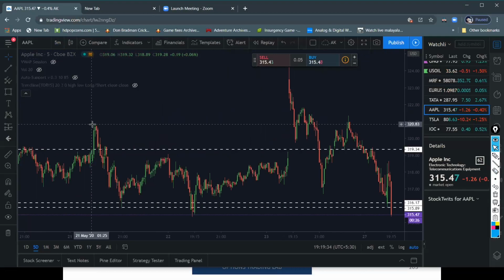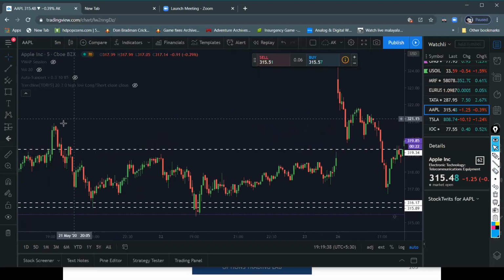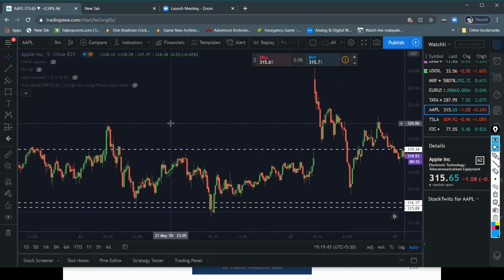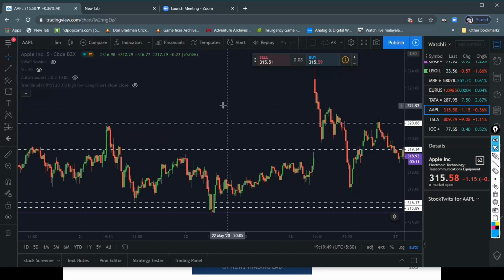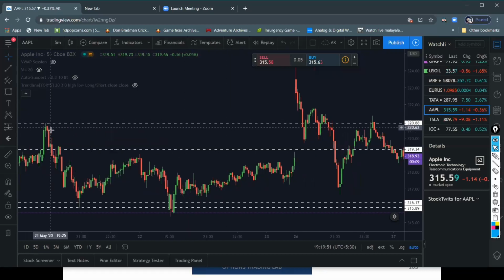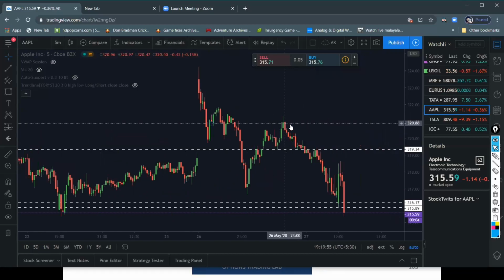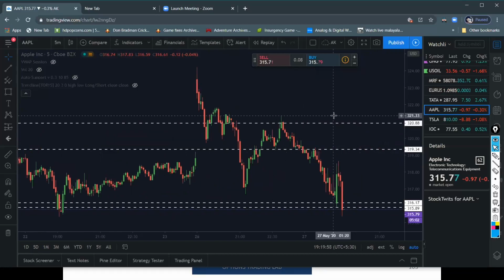See this 320 level on the 5-minute time frame. There is a strong rejection around the 320 level, and the wick is showing the rejection. And you can also see that this level is trying to push the market down.